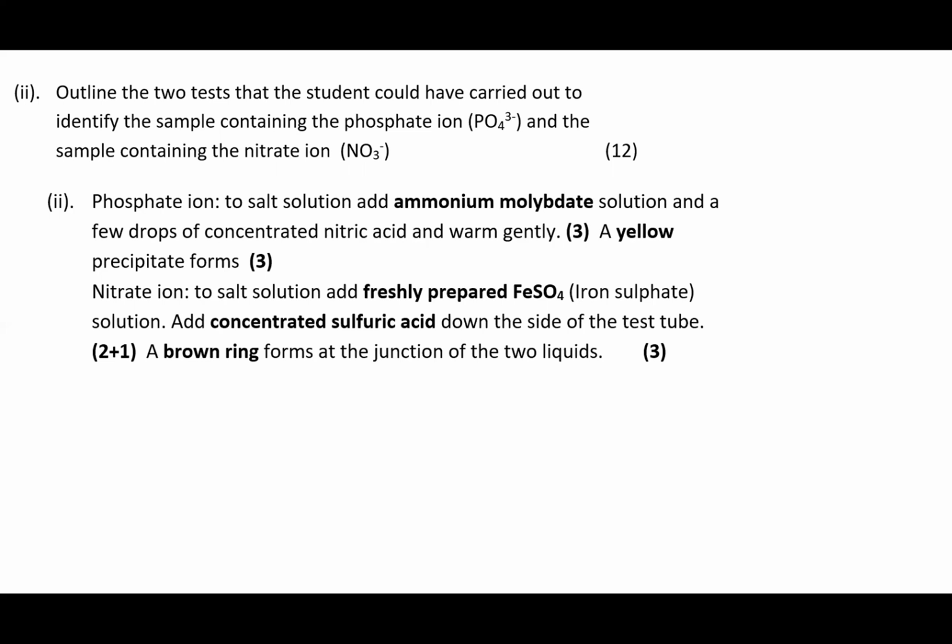For the nitrate, you must mention freshly prepared FeSO4, and it must be freshly prepared, or iron sulfate, and concentrated sulfuric acid. So that's 2 and 1 there, 2 for the FeSO4, 1 for the sulfuric acid, and then a brown ring forms at the junction between the 2 liquids, 3 marks for that.